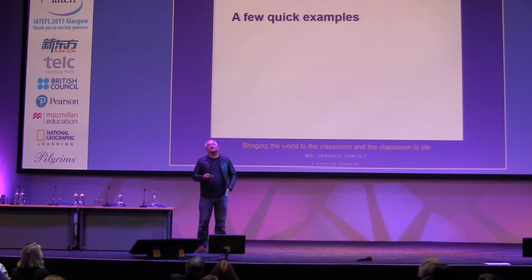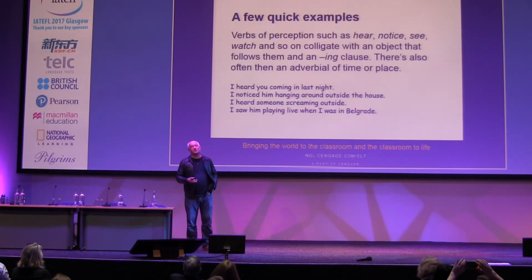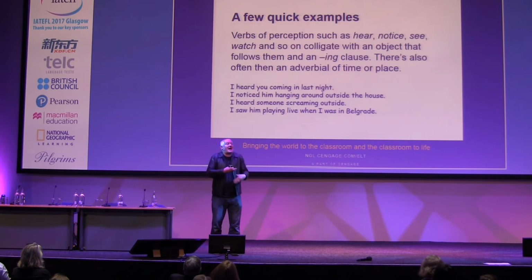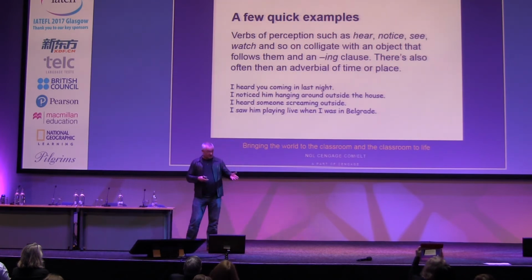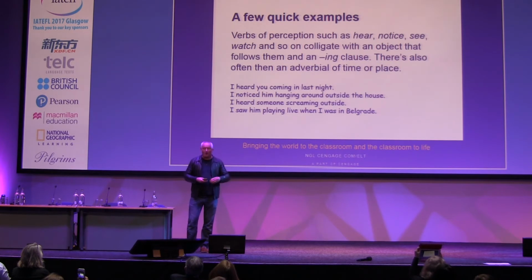Just to make this a little bit more concrete, if you like, okay? If you take verbs of perception in English, things like hear or see or notice or watch, and you think about the way that these verbs frequently colligate, the way in which they pattern or which they grammar. There's often an object that follows them. This is often followed by an -ing clause, and this is then often followed by an adverbial phrase describing time or describing place.